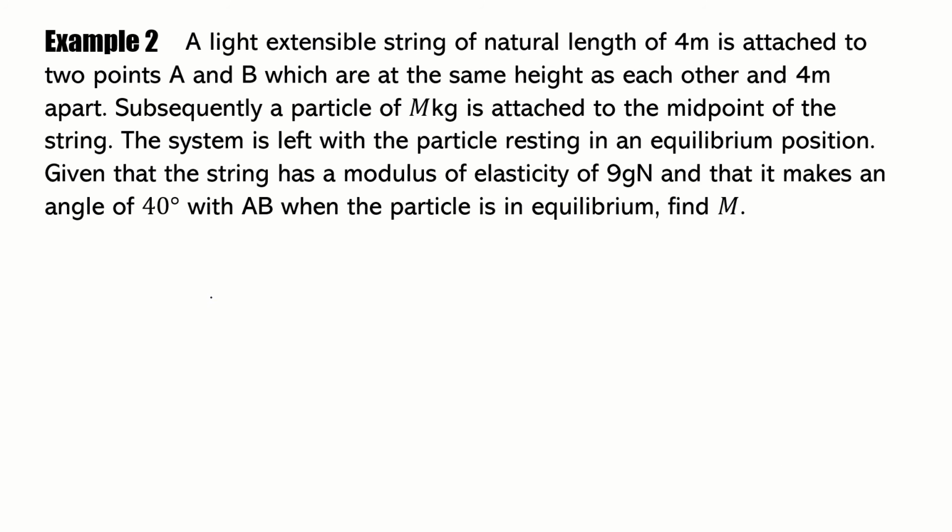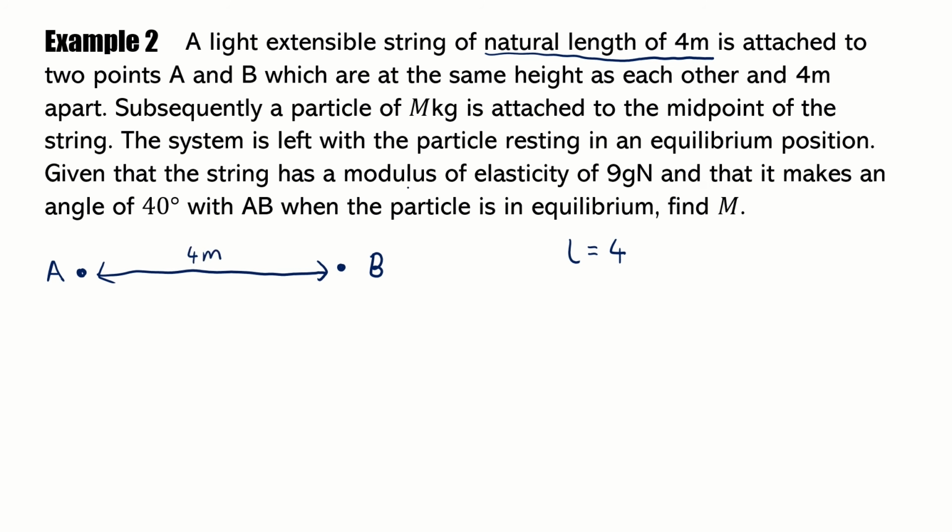So we've got a light inextensible string of natural length 4 meters. That means straight away we know that the value of L is 4. It's attached to 2 points A and B, which are the same height as each other and 4 meters apart. So let's start doing a diagram to help us visualize what's going on. So we've got A and B, and these are 4 meters apart from each other.